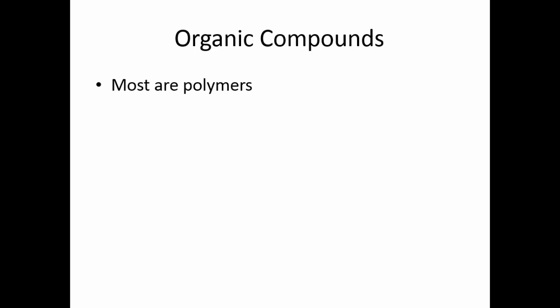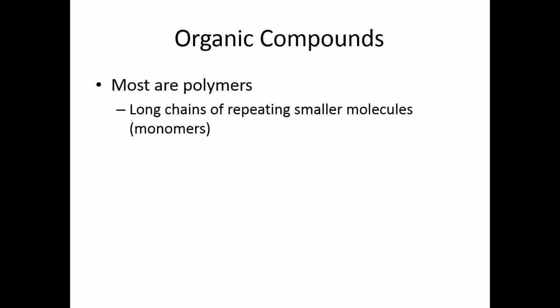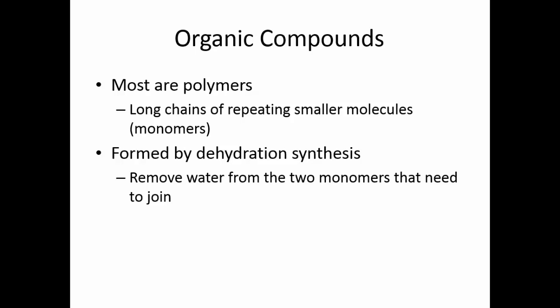Organic compounds are typically polymers, long chains of repeating smaller molecules. These repeating molecules are known as monomers. They are formed by dehydration synthesis. That is, when we want to stick two monomers together, these two molecules have been very happy living independently.